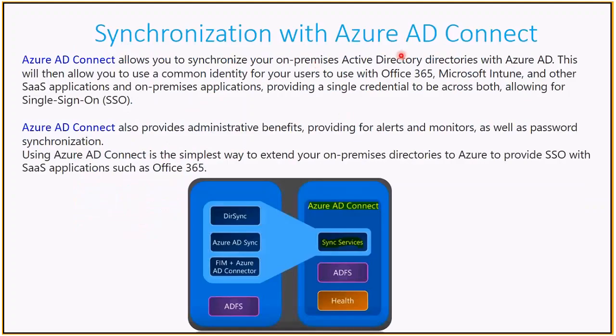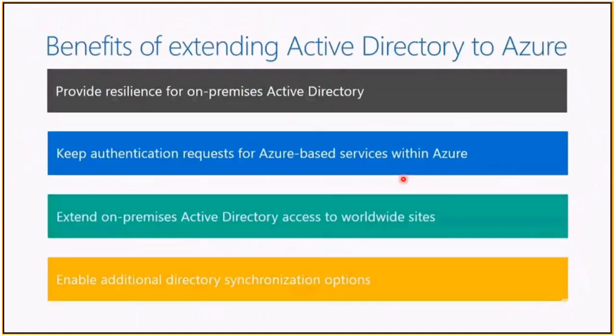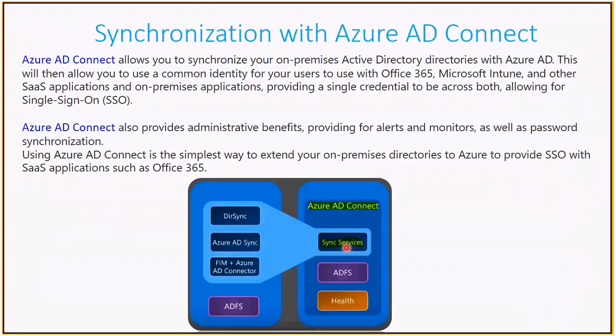Now, the synchronization with Azure AD Connect, how it works: our sync services are like the AD Connector which I talked about here, right? The AD Connector service actually has a trust between on-prem AD and Azure Active Directory. We are talking about that particular service only. That AD Connector has something called a sync service. It has ADFS and it has health monitors as well.